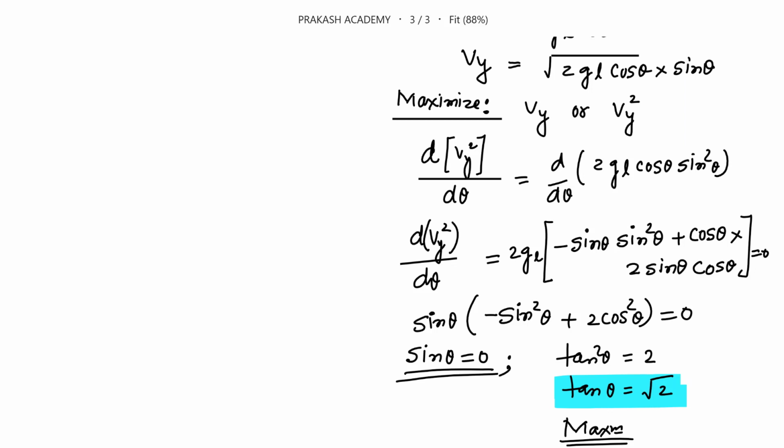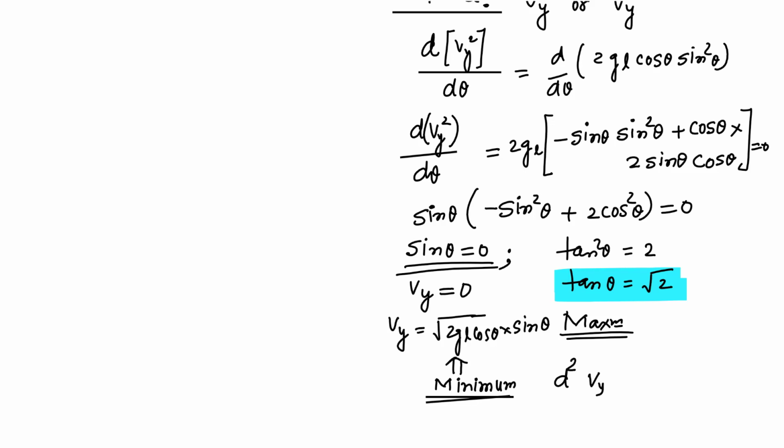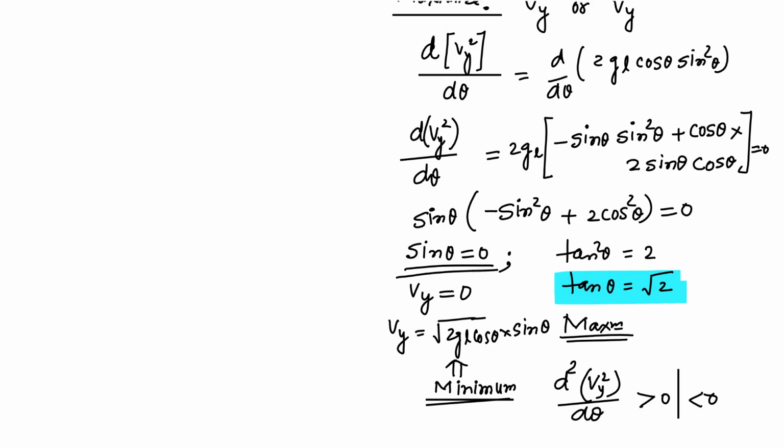Basically, when sin theta is 0, V is 0. So this is not maximum, this is minimum. If you remember, V was under root 2gL cos theta times sin theta. So this corresponds to minimum. You can also check by second differentiation: you can use d2(V squared) by d theta squared, and check whether it is greater than 0 or less than 0, and based upon that you can decide whether this is a maximum or minimum.